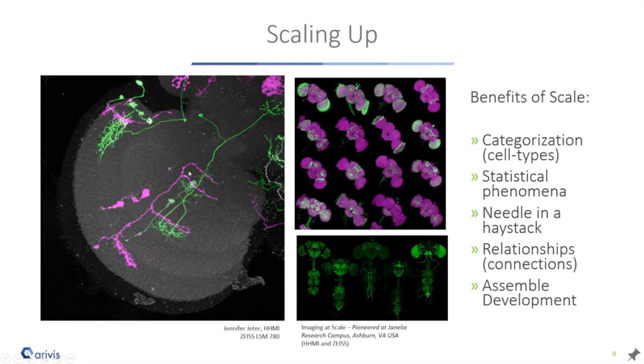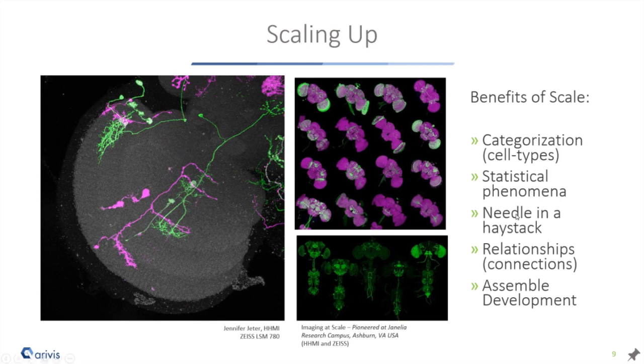So now we're able to look across many, many organisms and do comparisons. And by doing these comparisons, we start to gain new insights. So one is we start to find different cell types. We're able to categorize all of these things we see. We start to see statistical phenomena, things that are happening some percentage of the time. And we're able to do correlations between something like behavior and anatomy.